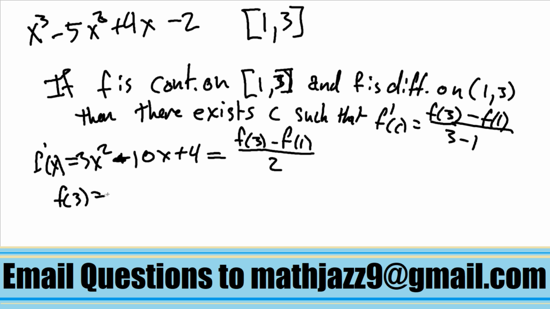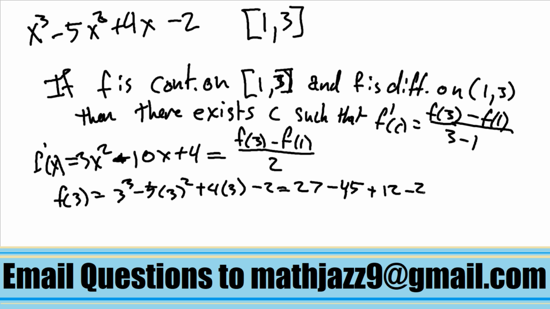f of 3 equals 3 cubed minus 5 times 3 squared plus 4 times 3 minus 2. So we get 27 minus 45 plus 12 minus 2, which is going to be 27 minus 35. They're subtracting 35. That gives us -8.